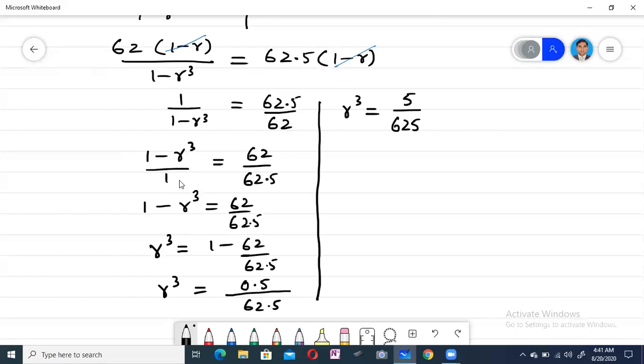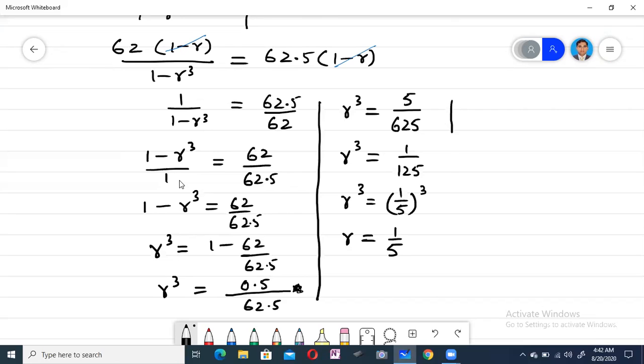If we want to remove the decimal, we have to multiply and divide with 10. If we multiply with 10 and divide with 10, then both decimals will cancel and 5 divided by 625 will be here. Then R cube is equal to, this 5 cancels with 625, then 1 divided by 125, since 5 fives are 625. Then R cube is equal to 1 divided by 5 cube, which is 125. Then on both sides we will take the cube root. R is equal to 1 divided by 5. This is the value of R.